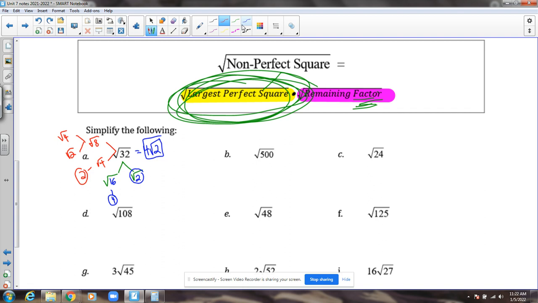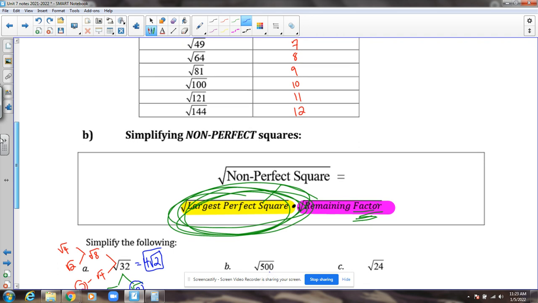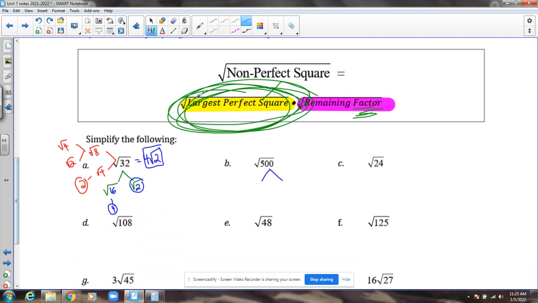So let's try 500. Looking up at my list of perfect squares, we want to start with the biggest range of this. So I think this is one we can probably do in our head. We know that 500 can be split into 100 times 5, the square root of 100 times the square root of 5. And the reason I picked 100 is because it turns into just a plain old 10. It's not the square root of 10. It's not 10 times 10. The square root of 100 is just 10. The square root of 5 we can't do anything else with. So we can simplify the square root of 500 into 10 times the square root of 5.